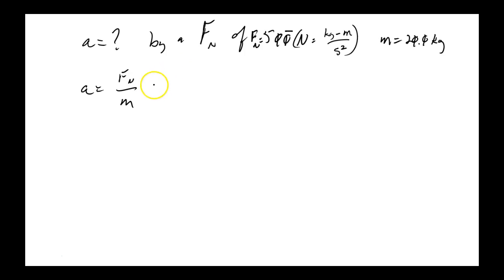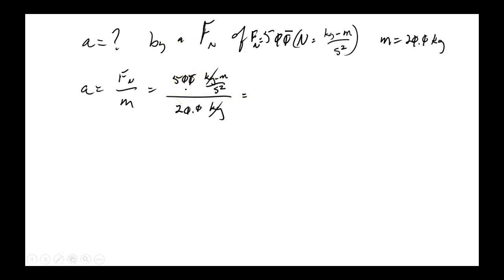So that will be 500, and I could put Newton down there, but the reason I did this was so I could put down kilogram meter per second squared. You'll see why in just a second. And the mass is 20.0, that third zero is significant because it's after the decimal point, kilograms. Now I hope you see why I put this down. The kilograms cancel out. That deals with the units.